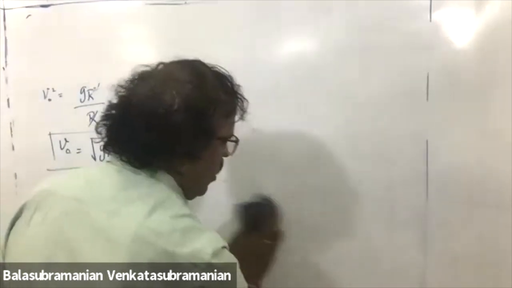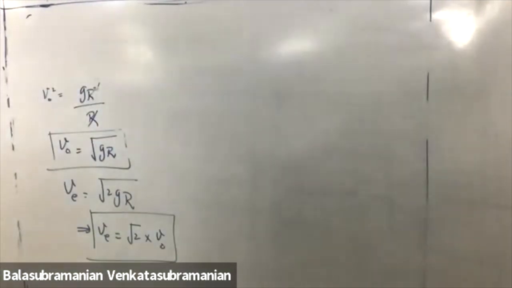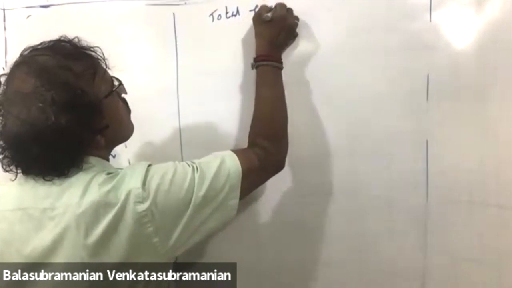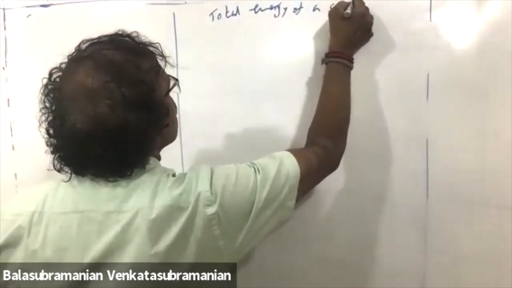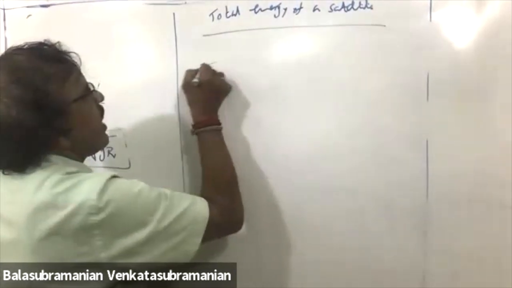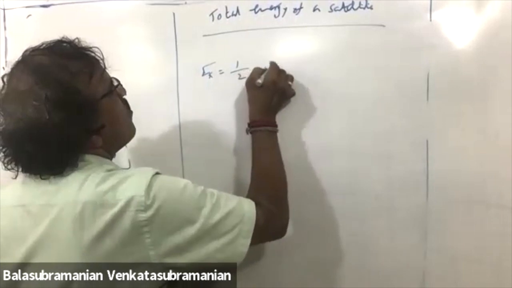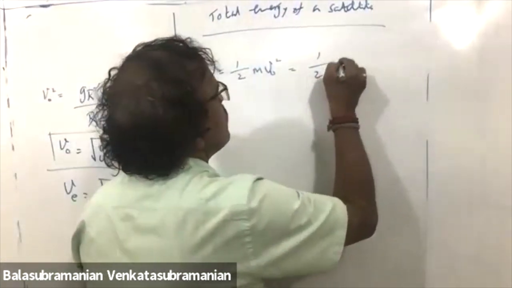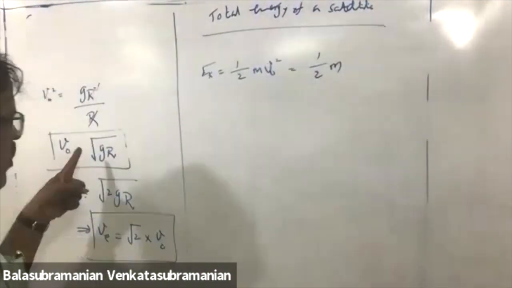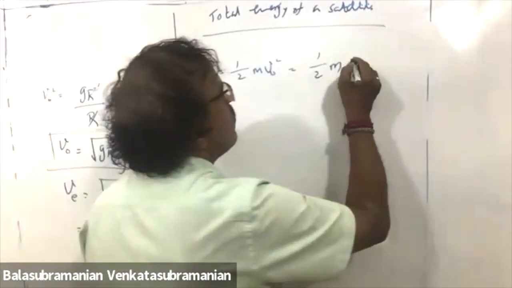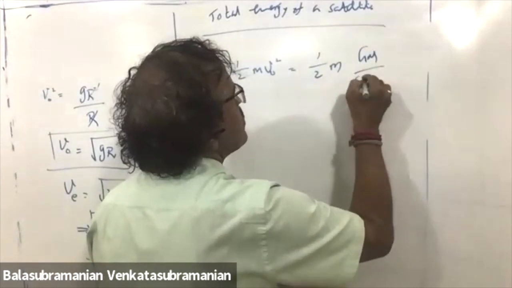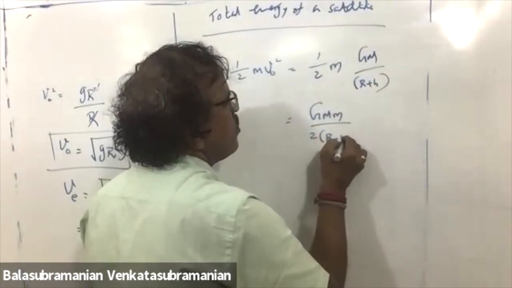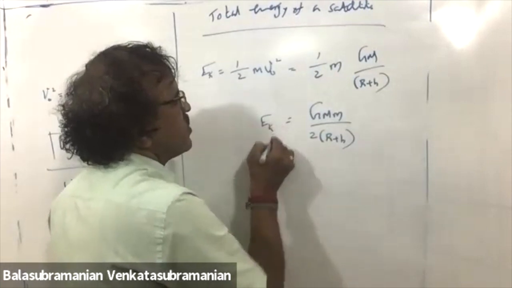Total energy of an orbiting satellite. Kinetic energy EK is half m v naught square. Before approximating, I am writing v naught square as GM by r plus h. So GMm by 2 into r plus h. This is the kinetic energy.